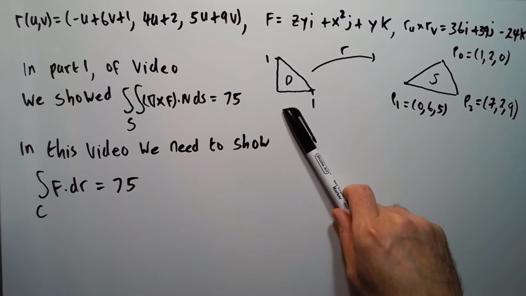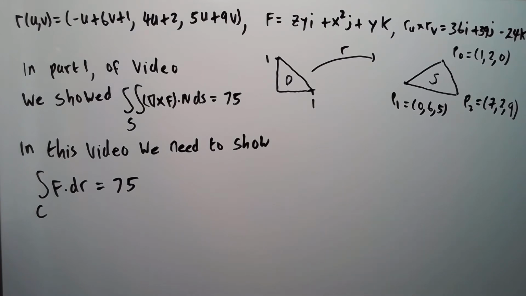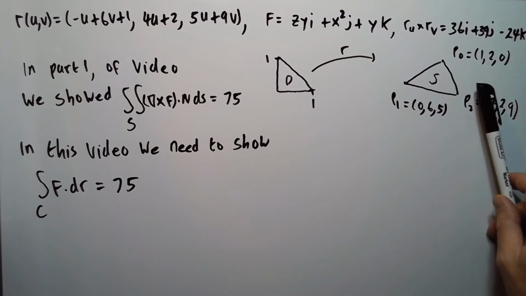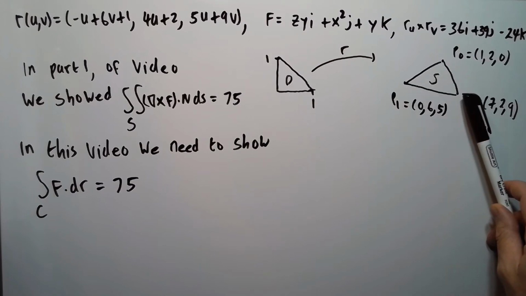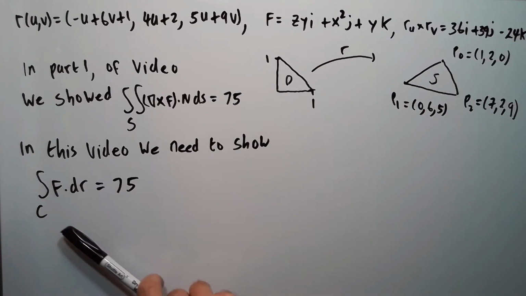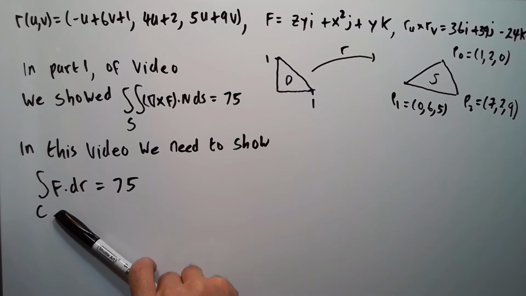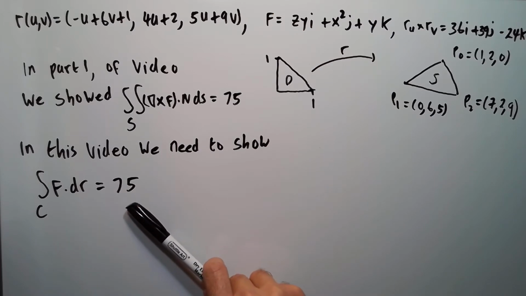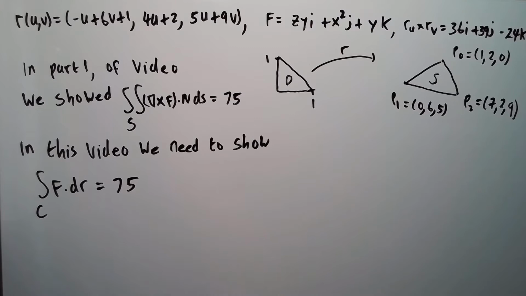Okay, so now we have to show in this video that the line integral around C, where C would be the boundary of our triangular region here, of F should be 75. We need to show this in this video. So let's start doing that.